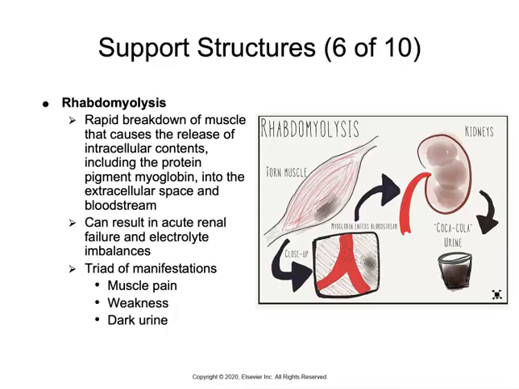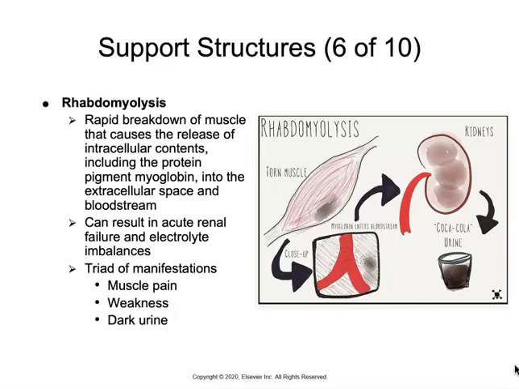Next, let's talk about rhabdomyolysis, and this is when we have a rapid breakdown of our muscle tissue that can lead to the intracellular contents, especially our myoglobin, in our bloodstream and also in the extracellular space. So we get something called myoglobinuria, basically meaning there's myoglobin in your urine. And this is a symptom, but it is not always found in rhabdomyolysis.